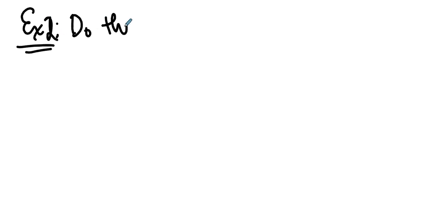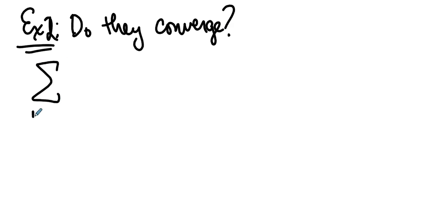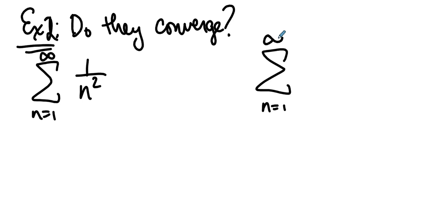So just by way of example, I think this is example 2. Do they converge? It's a very popular game. Well, this is the sum from 1 to infinity of 1 over n squared. And then over here, we'll do the sum from 1 to infinity of 1 over n. Both of these fail the divergence test because the limits of both of those sequences is 0.